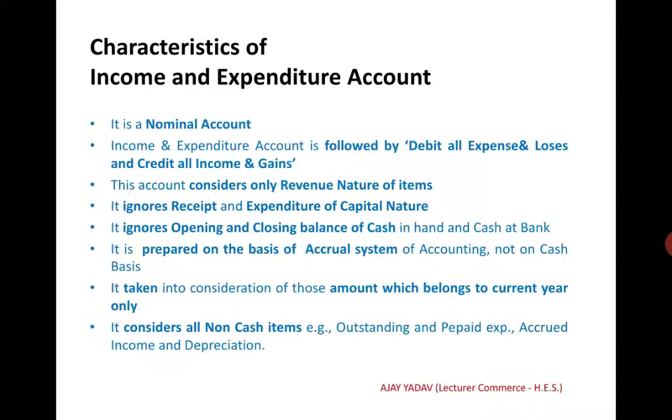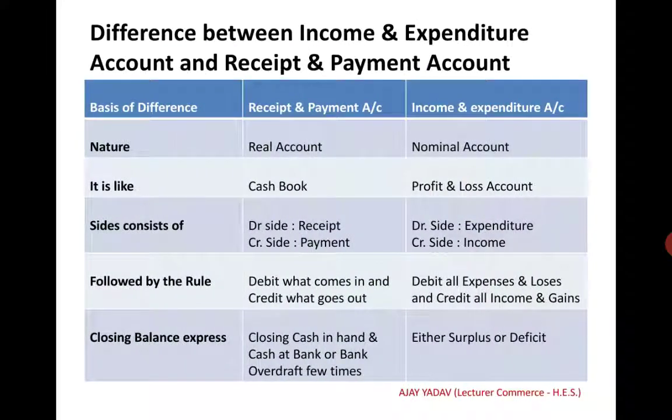It is prepared on the basis of accrual system of accounting. It takes into consideration those amounts which belong to current year only. We should notice that the income and expenditure account is prepared on the basis of accrual system, so it considers only the amount which belongs to current year. It considers all non-cash items like outstanding prepaid expenses, accrued income and depreciation.